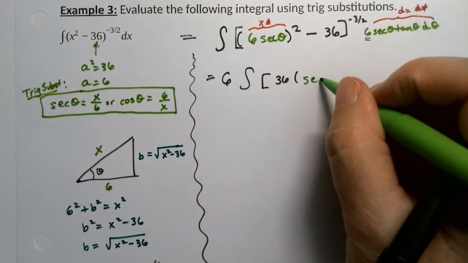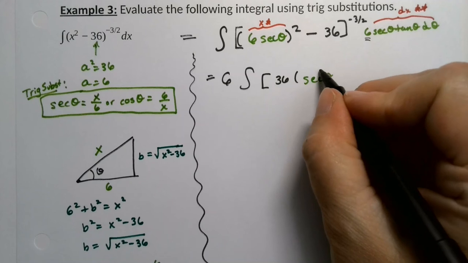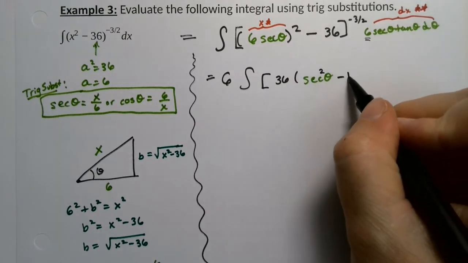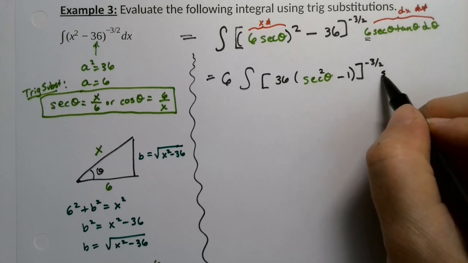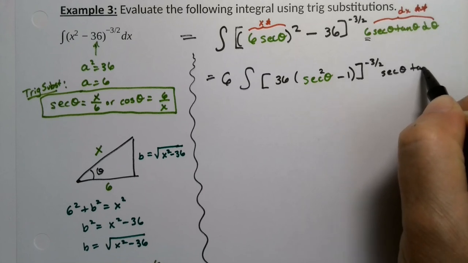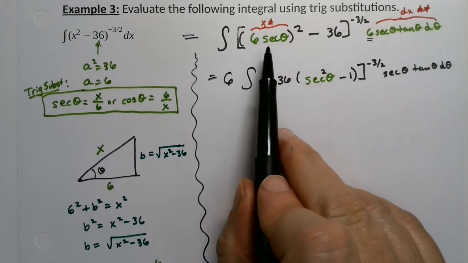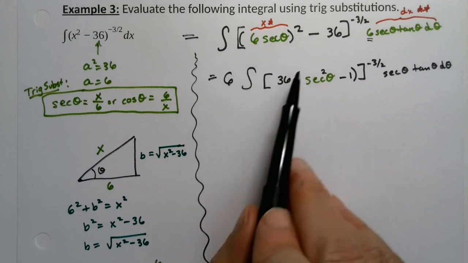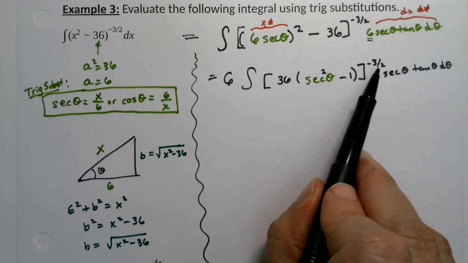All right, secant squared theta minus 1. And that's all to the negative 3 halves. And then there's a secant theta, tangent theta, d theta sitting out here. All I did was factor out a 36 because 6 squared is 36, and that's 36, so I factored that out.